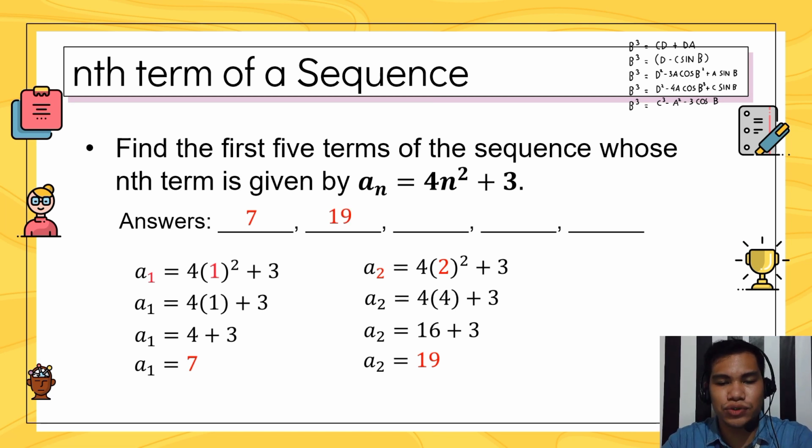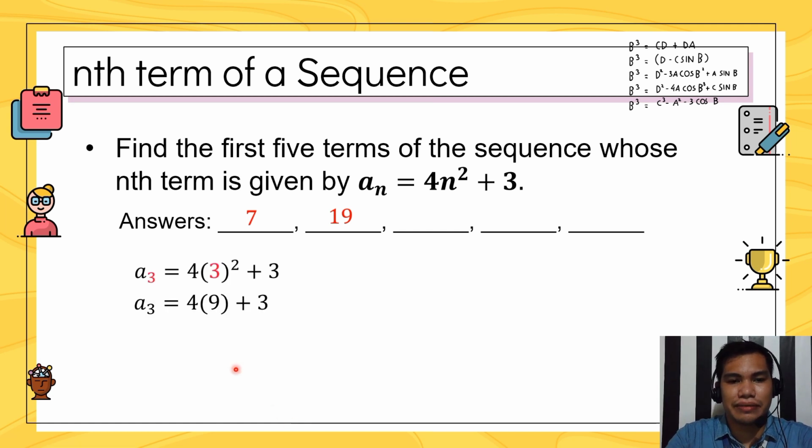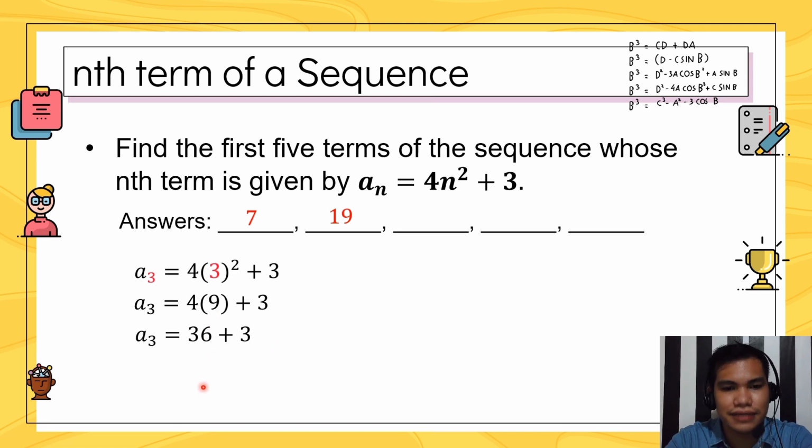After a sub 2, we will have a sub 3. Ayun. A sub 3, meaning, ang ato ang n, ilisan lang nato siya og 3. So, that becomes now 4 times 3 squared plus 3. 3 squared is equal to 9. So, 4 times 9 plus 3. That becomes now 4 times 9 is equal to 36. Plus 3, that is equal to, very good, 39. So, our third term will be 39. Let's move to our fourth term.